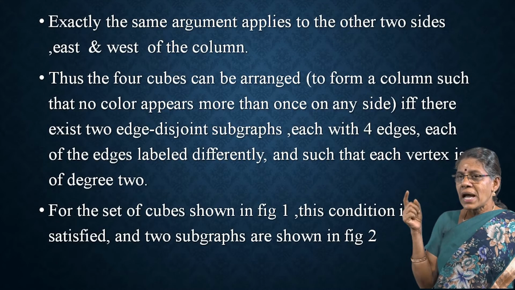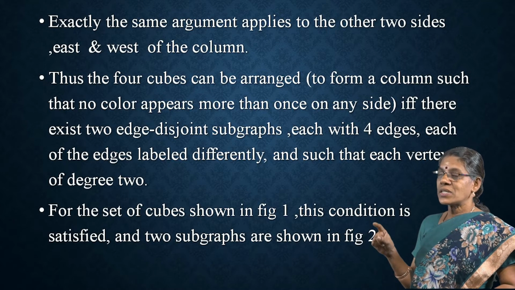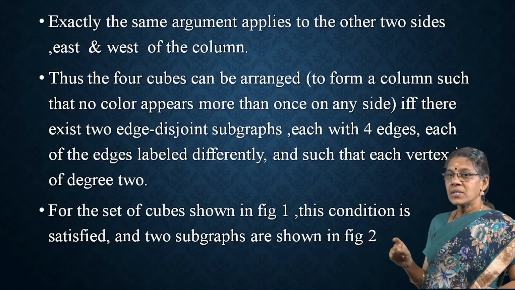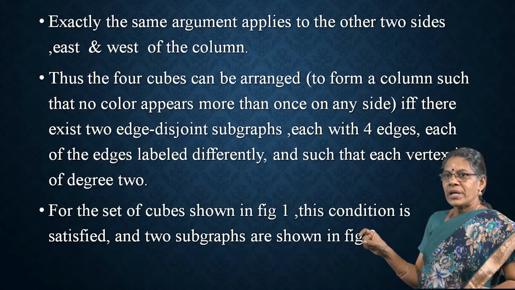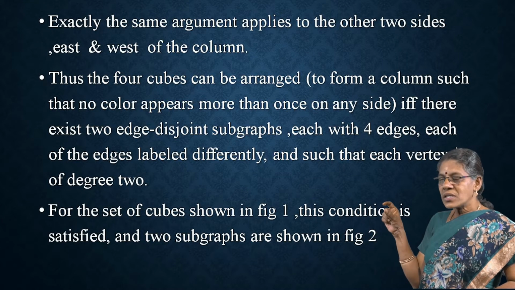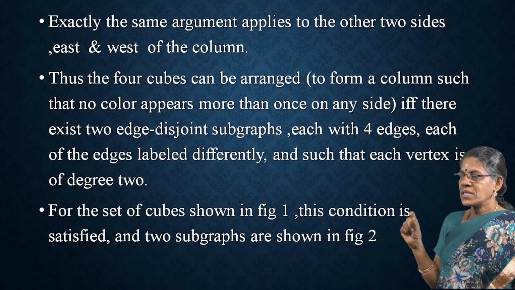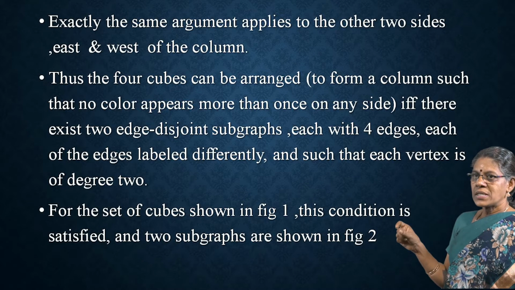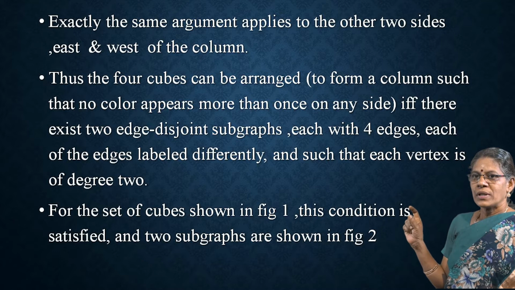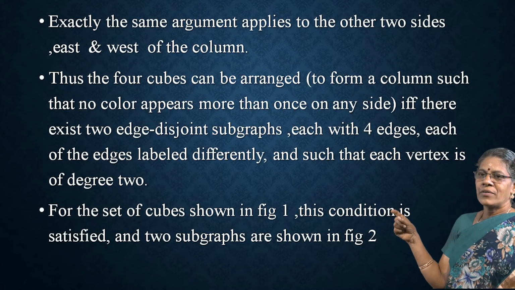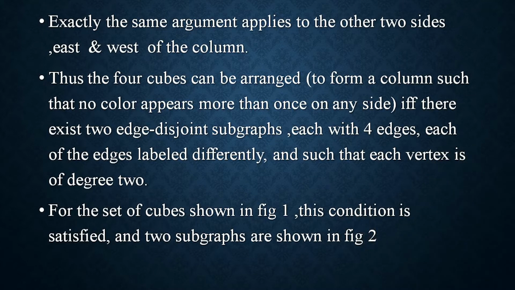Exactly the same argument applies to the other 2 sides, east and west of the column. Thus, the 4 cubes can be arranged if and only if there exist 2 edge disjoint subgraphs, each with 4 edges, each of the edges labeled differently and such that each vertex is of degree 2. So, for the set of cubes already shown in the figure, this condition is satisfied. The 2 subgraphs are shown already in figure 2.